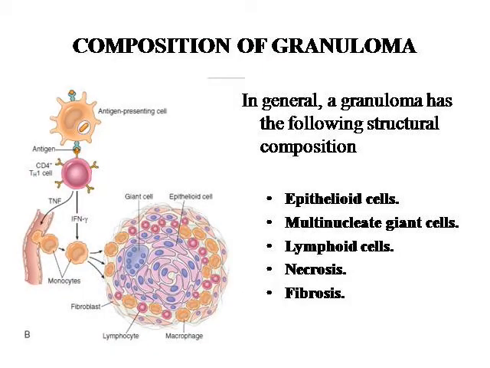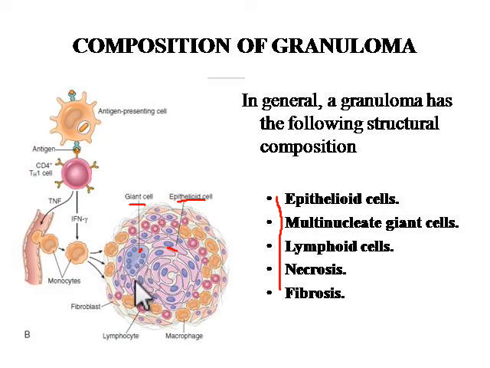So next, moving to the composition of granuloma. What exactly does a granuloma consist of? These are the composition of granuloma. One is epithelioid cells. Here we can find them. Next, we have multinucleated giant cells. This we can have here, giant cells.